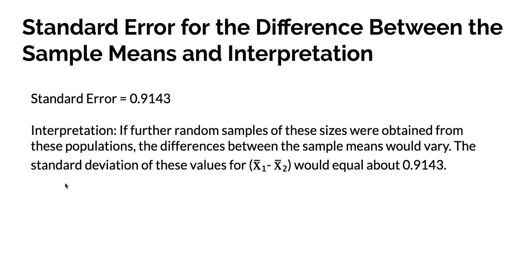The standard deviation of these values for sample one, the sample average from the first group minus the sample average from the second group, would be equal to about 0.9143. That's what this standard error is saying. That is talking about the standard deviation of the difference between sample means if we try to get more samples of that same size. Okay?